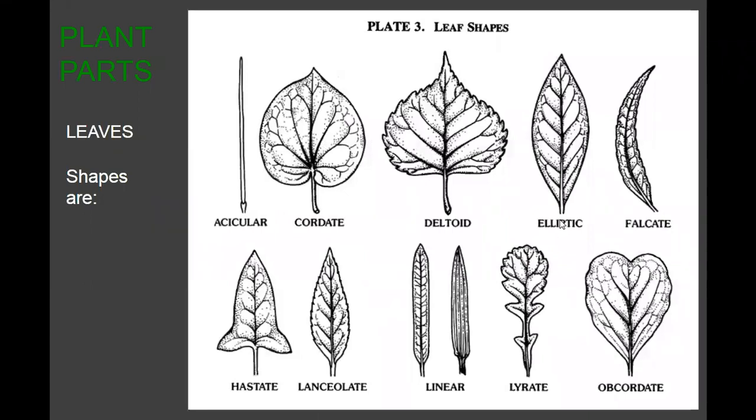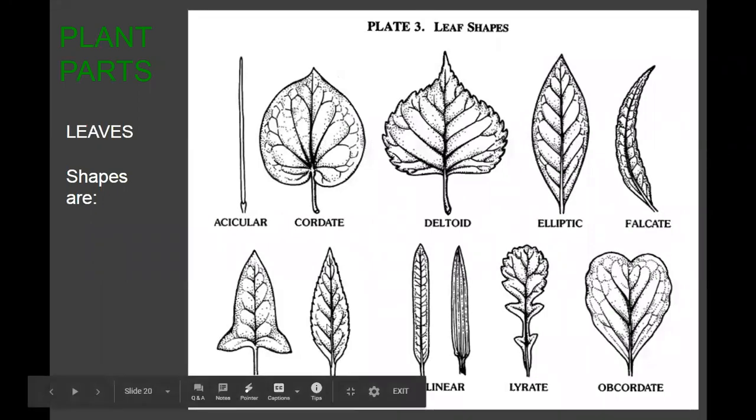Leaves come in a ton of different shapes. I won't get into all of them, but a lot of what we see in our areas is the elliptic. That's basically a leaf that is widest at the center, and then it tapers off more or less equally at the top and end of the leaf.